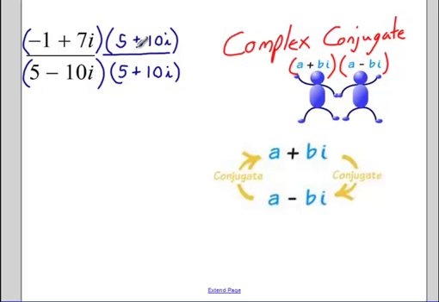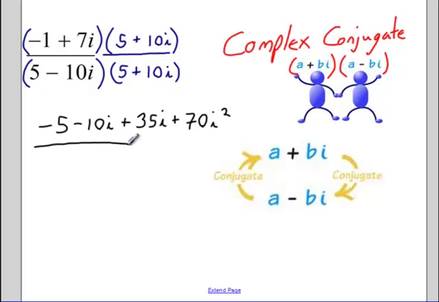I'm going to show you how to do this, and if I go too fast, you can always just hit pause and try to find out what I did, and you can always call me over to your seat and I will help you. Let's go through this. Negative 1 times 5 is negative 5. Negative 1 times 10i is negative 10i. 7i times 5 is positive 35i. And 7i times 10i is positive 70i squared.